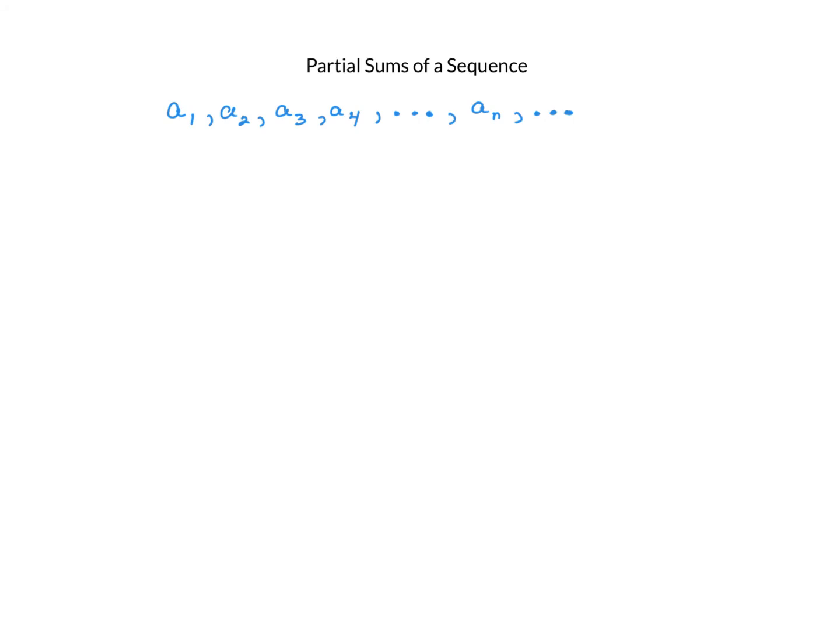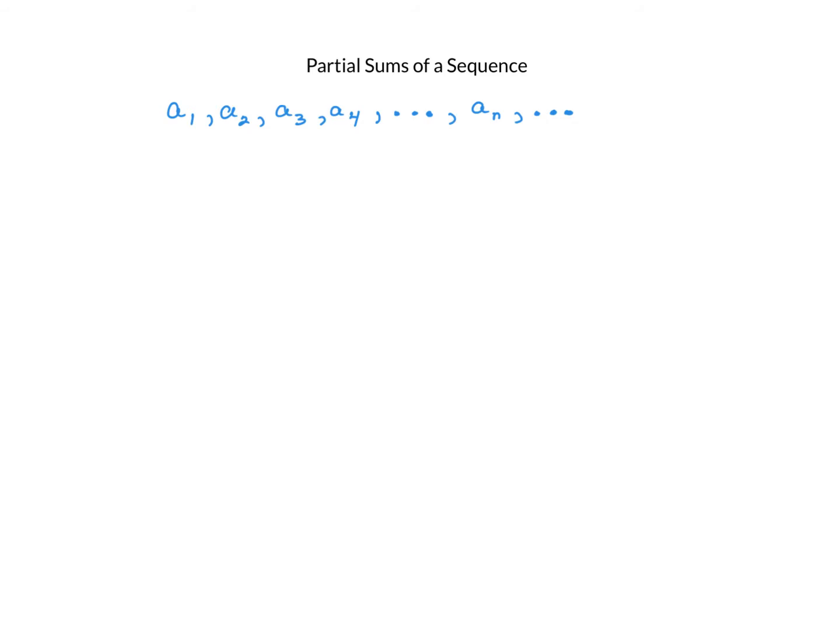Sometimes we like to add terms of a sequence together, and that brings us to what are called partial sums of a sequence. That's what we're going to talk about in this video. So let's let our sequence be a sub 1, a sub 2, a sub 3, a sub 4, and so on. And our nth term will be a sub n. And notice I have it listed here, and it's an infinite sequence.